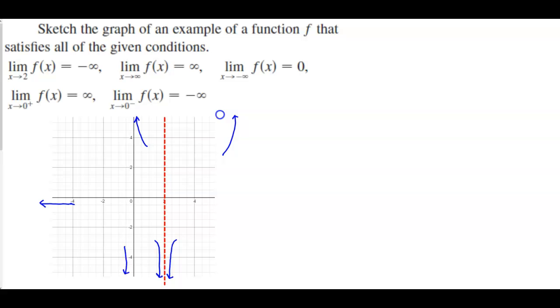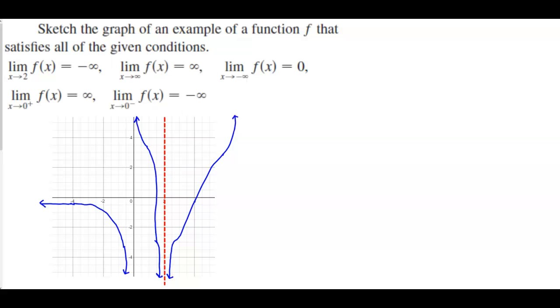So now what we need to do is just connect our lines, our arrows. So here we have this part of the graph, and then here we have this part of the graph, and then here we have this part of the graph. And therefore that defines the given conditions of this example. And so the only thing I want to do now is let's just label where our limits are.